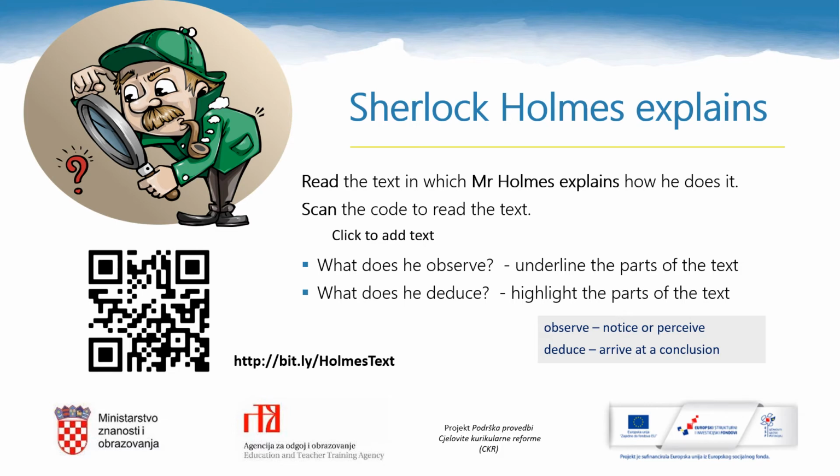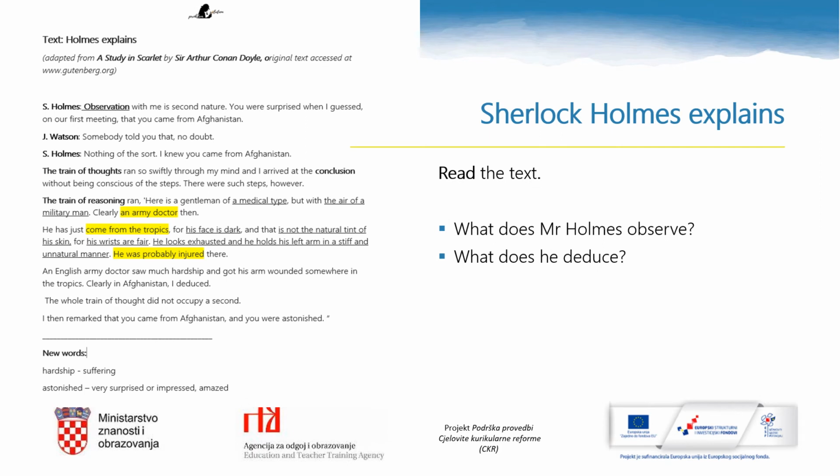The questions for you are: what does he observe and what does he deduce? Remember, to observe means to notice, to perceive, and to deduce, to arrive at a conclusion. Here's the text. I hope you have managed to read the text. And here are the two questions. What does Mr. Holmes observe? And what does he deduce?